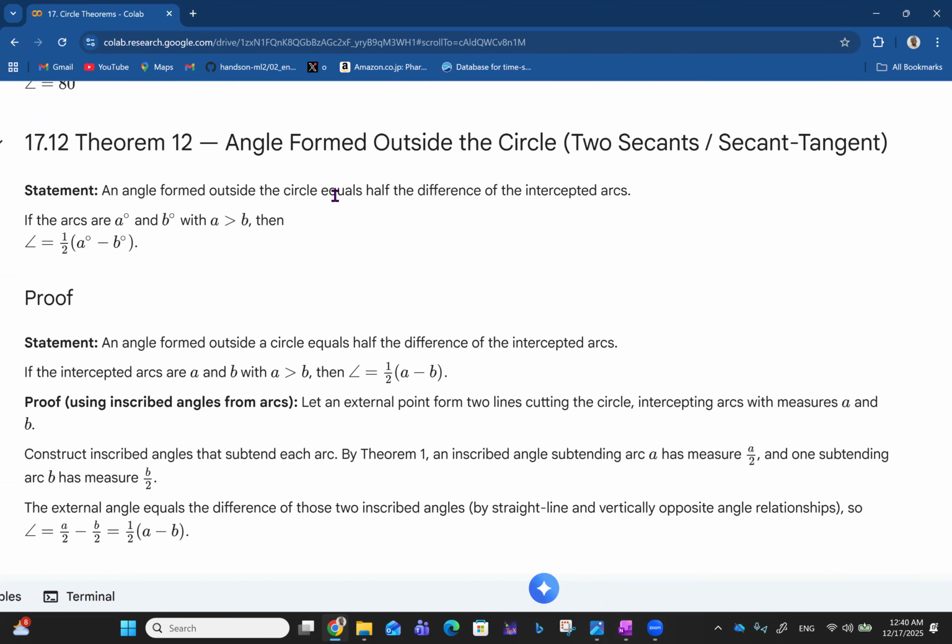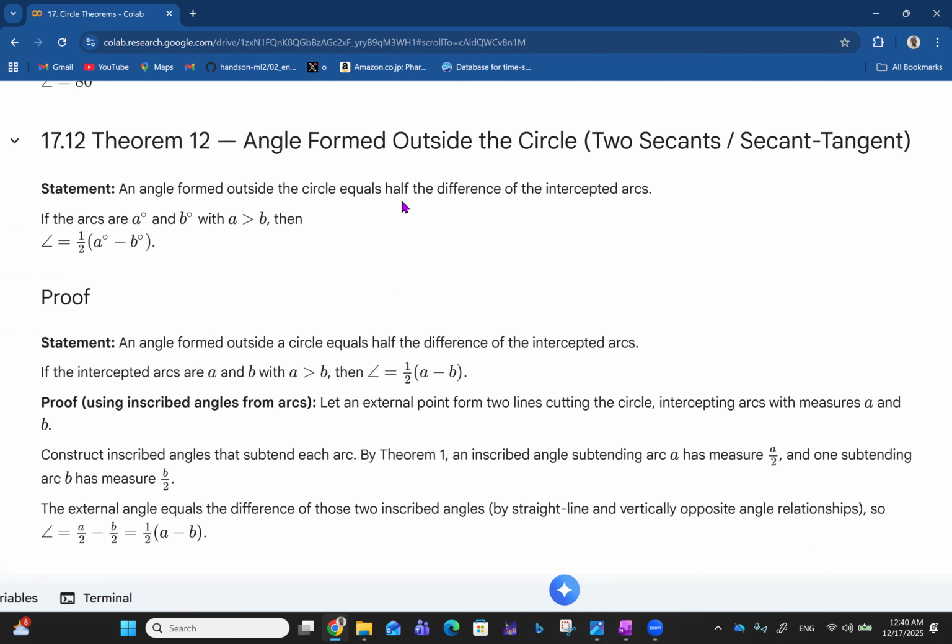An angle formed outside the circle equals half the difference of the intercepted arcs. So if the arcs are A degrees and B degrees with A bigger than B, then the angle formed will be half into A degrees minus B degrees, like that. And this is the statement of the proof now.